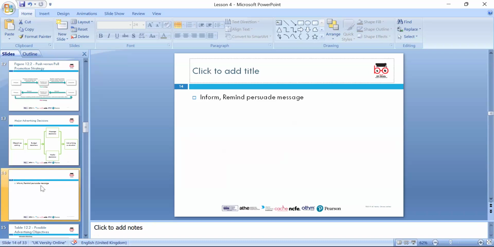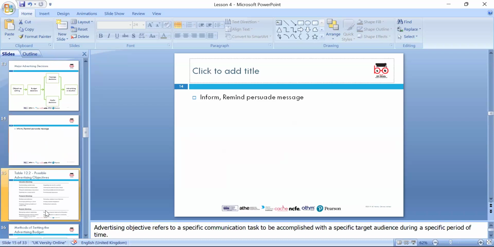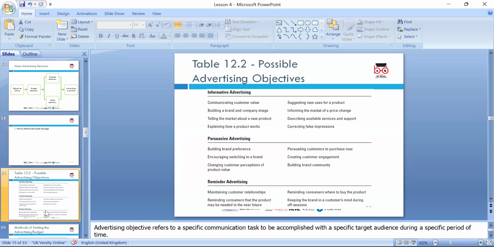So there are three messages of advertising we can look around: inform, remind, and persuade. The promotional mix is something you have to choose according to your product. Informative marketing communicates customer value and builds the brand and the company image through advertising. That can be explaining how the product works, suggesting new uses of the product, informing about price changes, or describing available services like buy now and pay in 5 years, like DFS sofas in the UK. These are very important and very powerful messages.